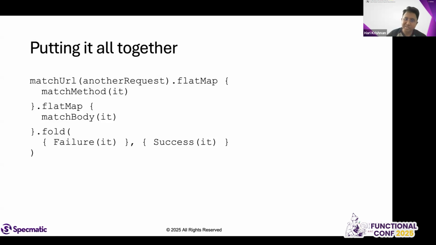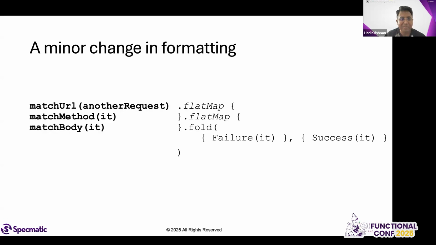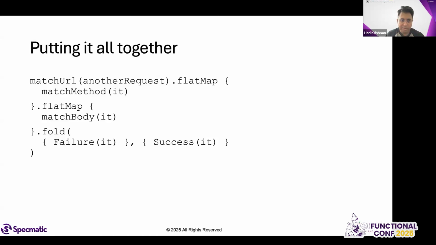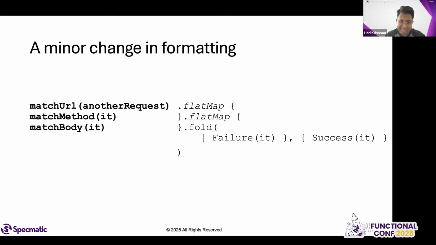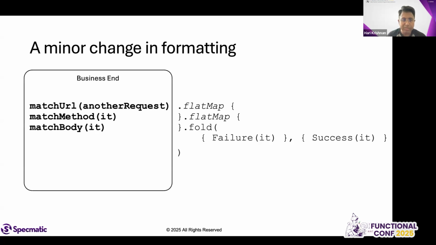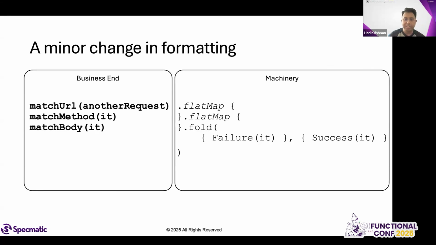I'm sure some of you are asking, after all this trouble, this code doesn't look that great. And I agree with you. It does not look that great. What do I mean by that? I have reformatted the code, which you saw in the earlier screen. I'll again let you stare at it. It's a match URL flat map, match body flat map, then fold. It's exactly the same: match URL, match method, match body. There's still the flat map going on. What's the difference then? I've just formatted the code to keep the business end on the left and have the machinery on the right.